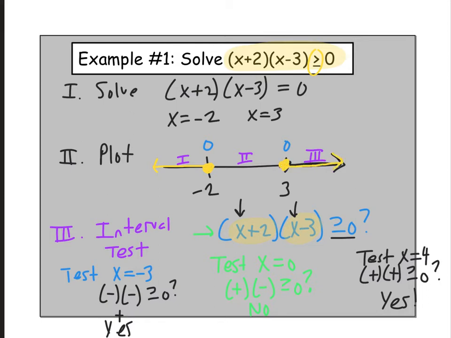So that's the solution graphically, and as written in interval notation, our solution would be all numbers, remember interval 1 works, so everything from negative infinity up to negative 2, including negative 2, union, which means or, all numbers including 3, up to infinity.